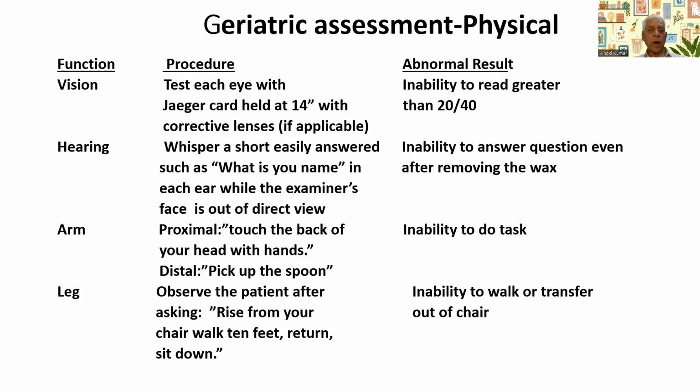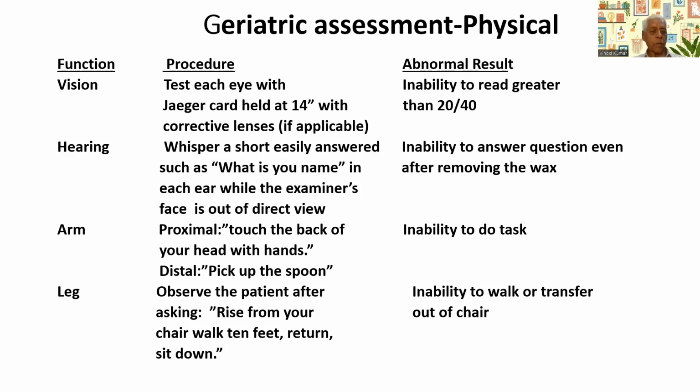Now, this is the first part of geriatric assessment, that is the physical part. So we can test the vision by holding a Jaeger card 14 inches away from the eyes. And if there is an inability to read greater than 20 by 40, the result is abnormal. For hearing, again very simple, whisper a short, easily answered question such as, what is your name, in each ear while the examiner's face is out of direct view. And if the individual is unable to answer questions, even after removing the wax, it is abnormal.